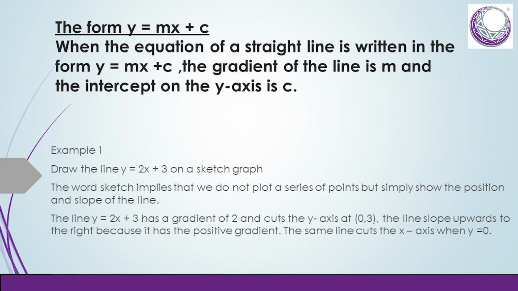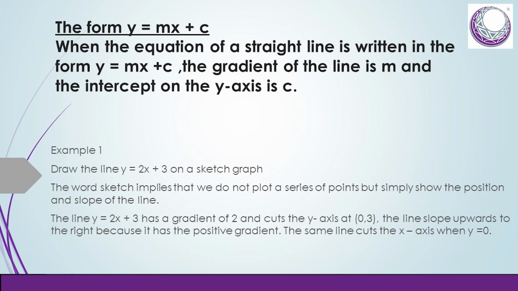And therefore, my line of thought is the line y is equals to 2x plus 3 has a gradient of 2, as we have said, from y is equals mx plus c. This point represents the gradient, and this is our intercept. So in this particular case, our gradient is 2, and the line is cutting the y-axis at the point (0, 3), because it is on the y-axis. And the slope of the line is upwards to the right because it has got a positive gradient.